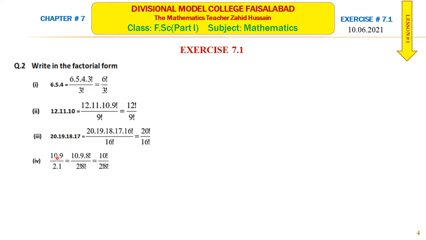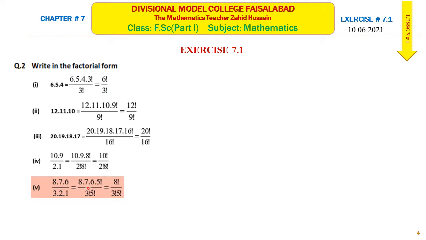Fourth part is this: in the numerator there is 10, 9. So multiply this with 8 factorial, and you have to also divide this by 8 factorial. So this is 10, 9 into 8 factorial. This 2 into 1 can be written as 2 factorial, and multiply it with 8 factorial. So in the numerator we get 10 factorial. In the denominator there are 2 factorials. One is 2 factorial and 8 factorial.